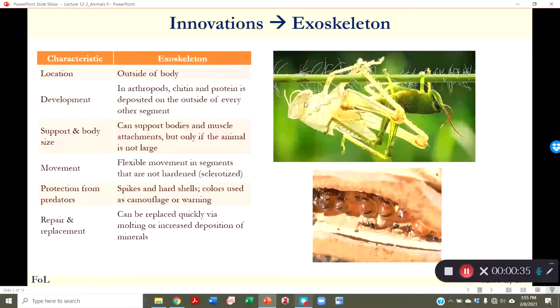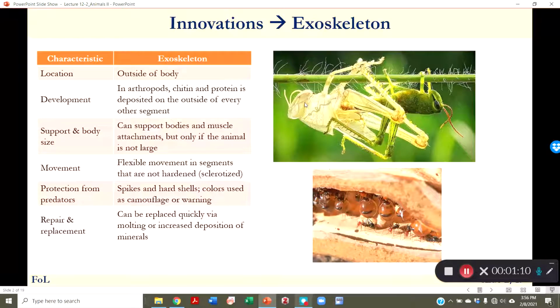The first is the development of an exoskeleton. Exo means outside, so skeleton outside the body. In arthropods, what we have is chitin, which is a really strong material that's also found in the cell walls of fungi. Chitin and protein is deposited on the outside of every other segment, and that's important for movement. That is not every segment.